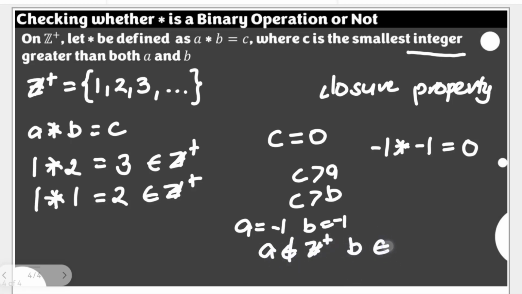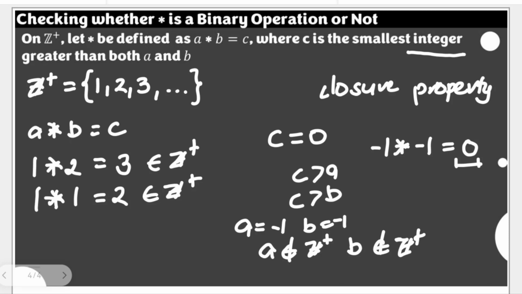B is not an element of Z plus. We can only get 0 if we use elements which are, in the first place, not elements of Z plus. What does it tell us? This would mean we can never get 0 if we stick with the definition, because we will not be using negative 1 to get 0. In short, we will not be getting 0 if we are not going to use negative 1. That's what it means.